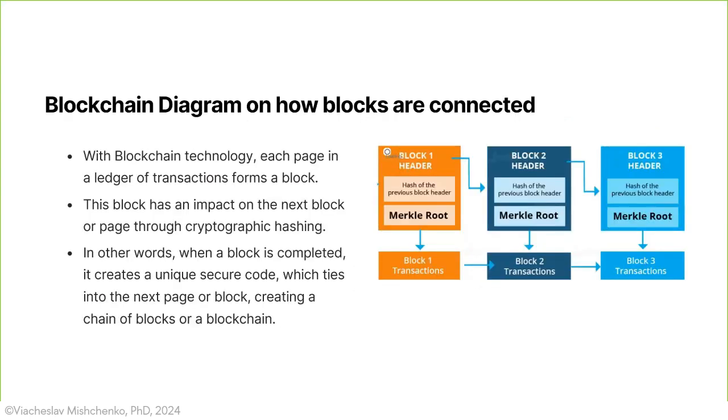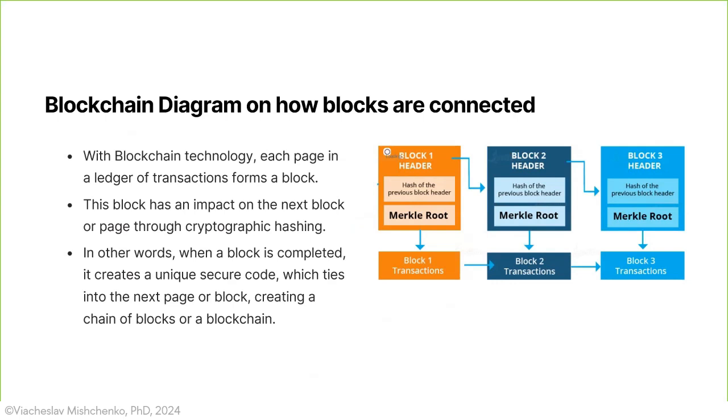So the next slide. Now let me explain this elegant diagram that shows how blocks in the blockchain are connected. It's like a digital chain where each link is secured cryptographically to the next one. If you look, each block has two main parts, a header section at the top and the transaction section at the bottom. And this structure is consistent across all blocks in the chain.